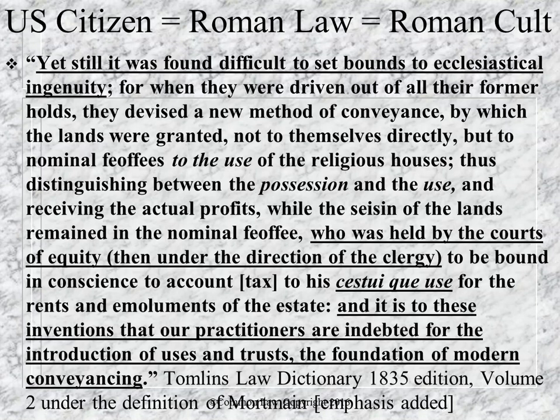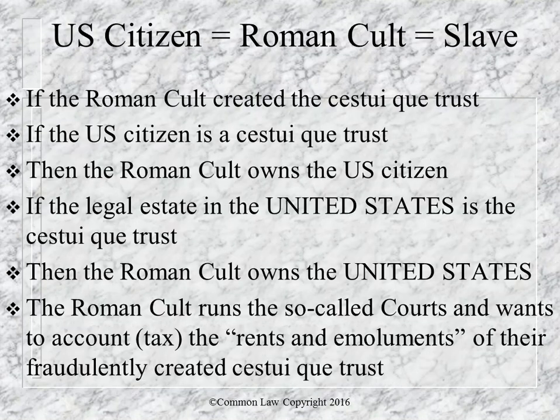And so this says all sorts of things. First of all, if the Roman cult created the sestike trust, which it says there, that's what they did, and if the U.S. citizen is a sestike trust, which we just went over, then the Roman cult owns the U.S. citizen. And if the legal estate in the United States is the sestike trust, which we just went over, then the Roman cult owns the United States.